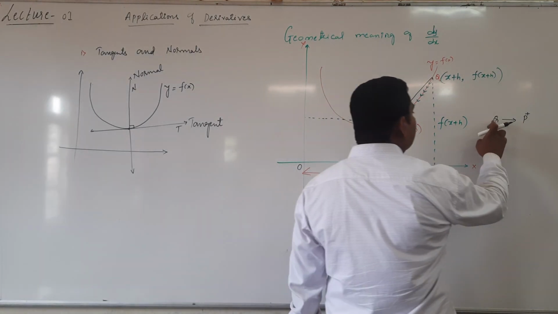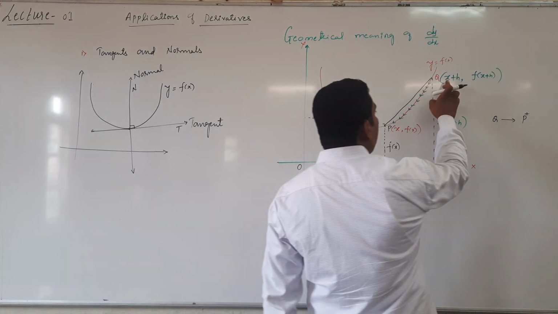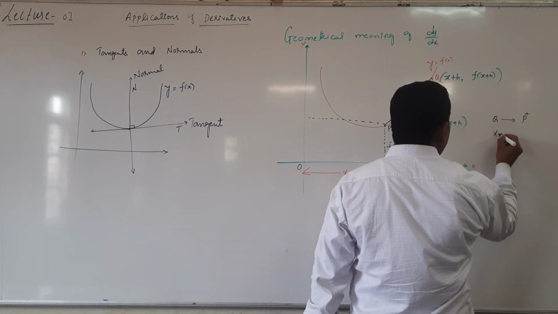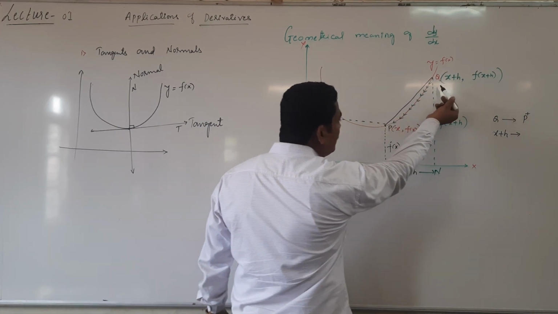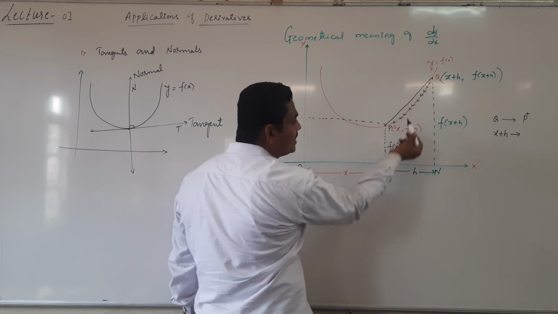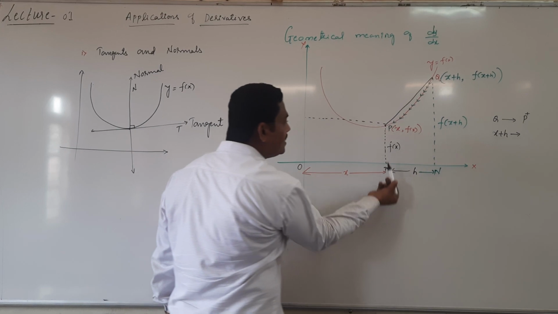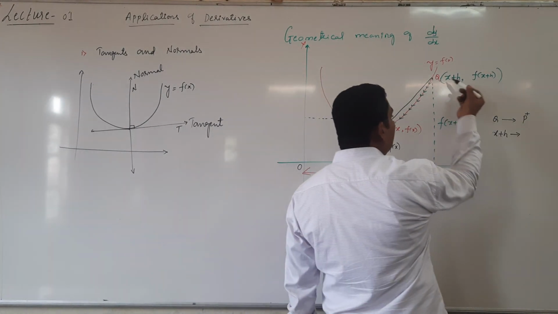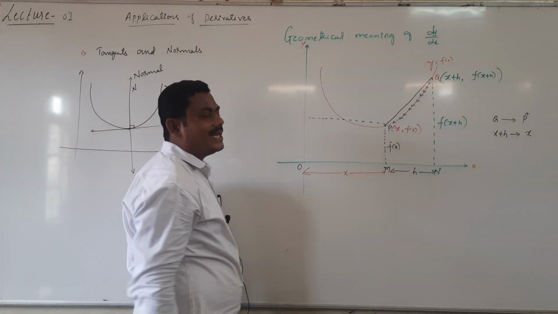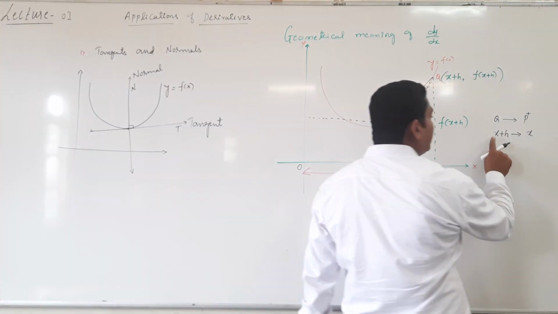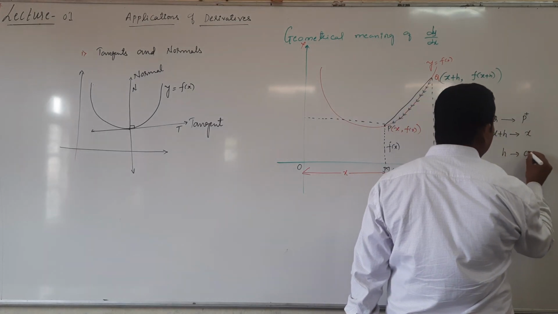Once Q approaches P, what are the coordinates? X plus h. As Q approaches P, the value of h decreases. At this point h goes on decreasing, and x plus h becomes x only. Whenever it approaches P, x plus h approaches x. Then take this x to the right-hand side, and h approaches 0.